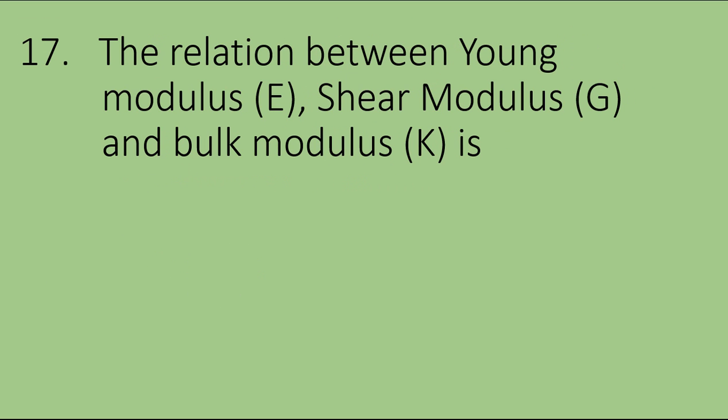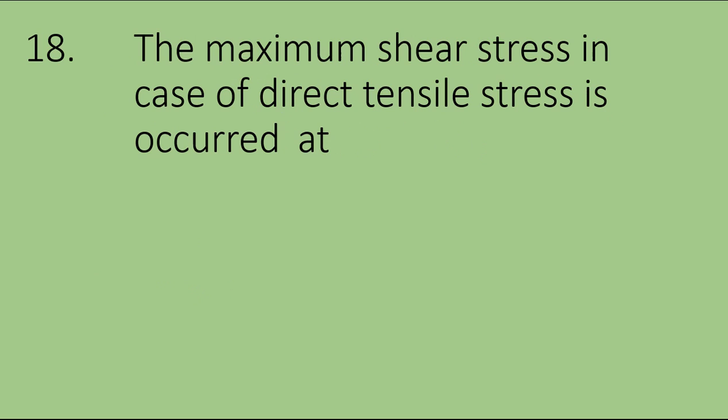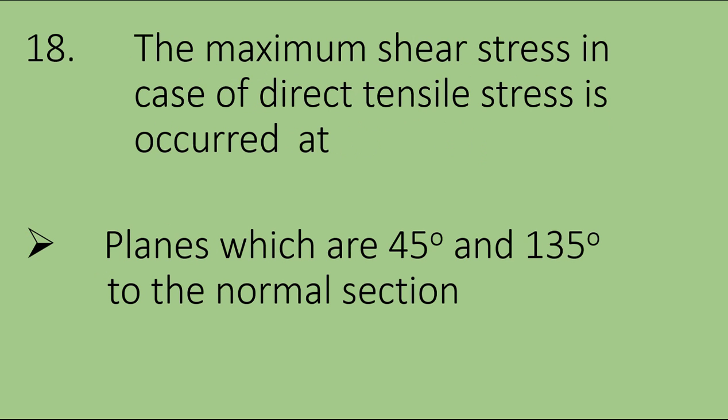17. The relation between Young modulus, E, shear modulus, G, and bulk modulus, K, is. Answer: E equals 9 K G by 3K plus G. 18. The maximum shear stress in case of direct tensile stress occurs at. Answer: planes which are 45° and 135° to the normal section.